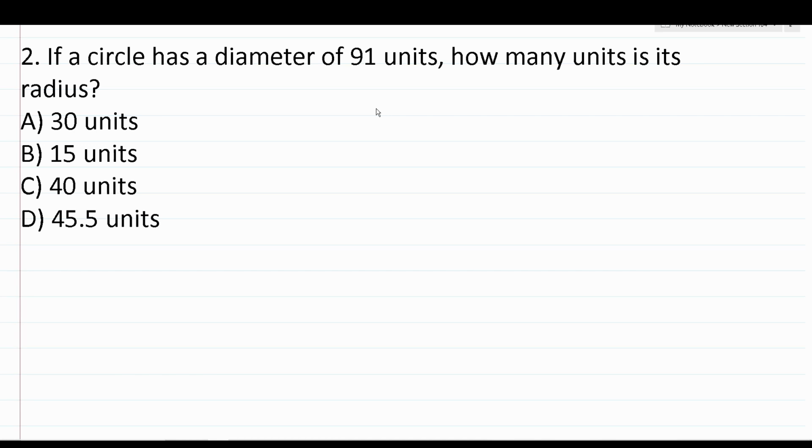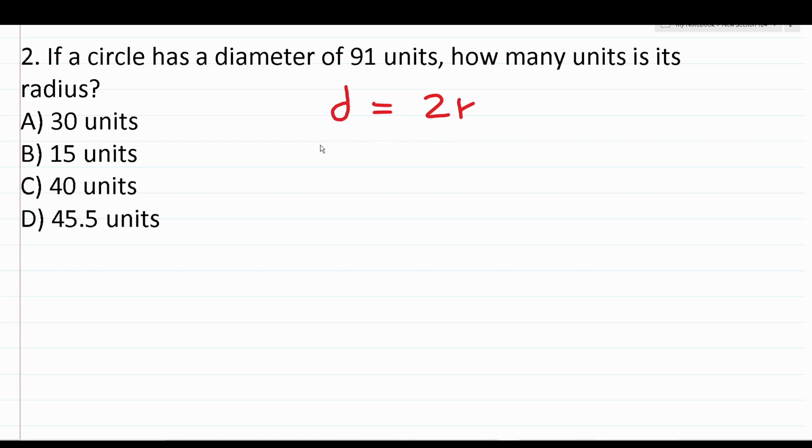All right, so number 2 says, if a circle has a diameter of 91 units, how many units is its radius? So for this one, you have to know this relationship between the diameter and radius of a circle. Notably, you have to know that in all circles, the diameter D is always twice as long as the radius. In other words, D is equal to 2R.